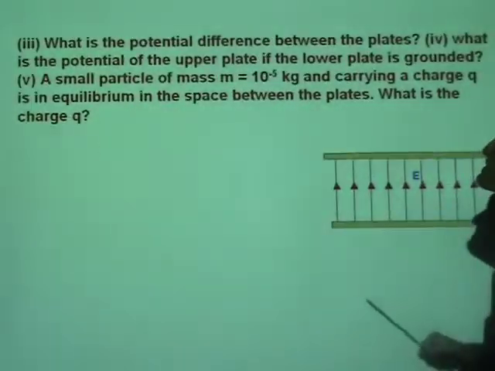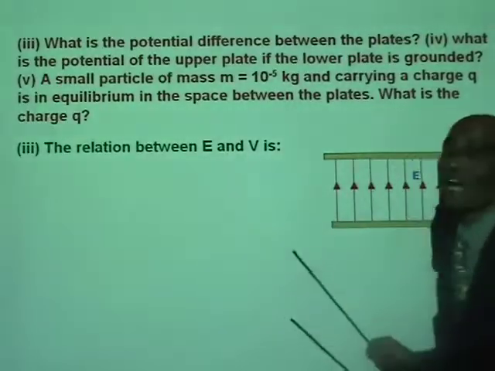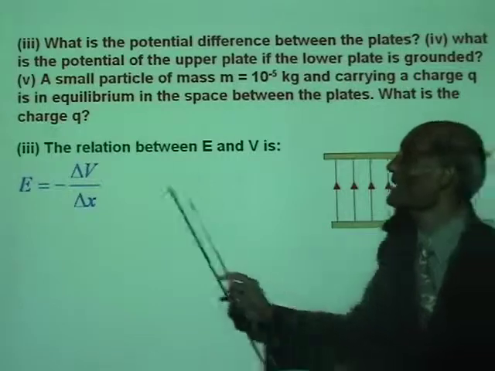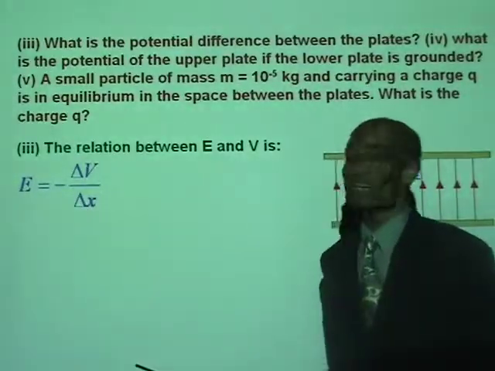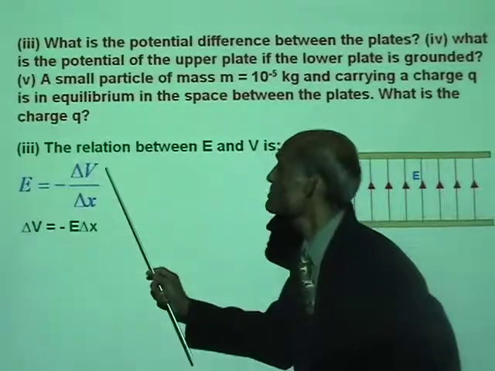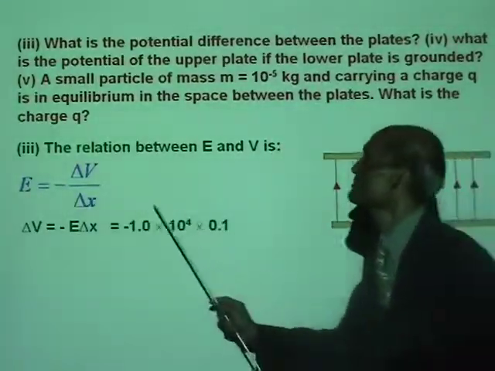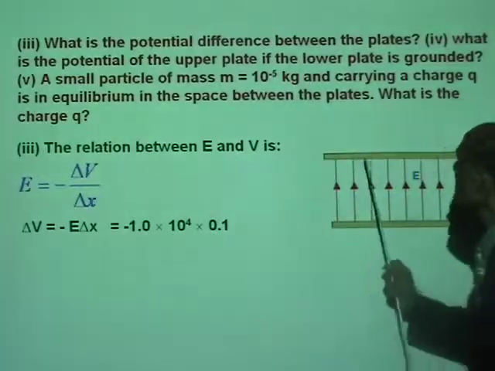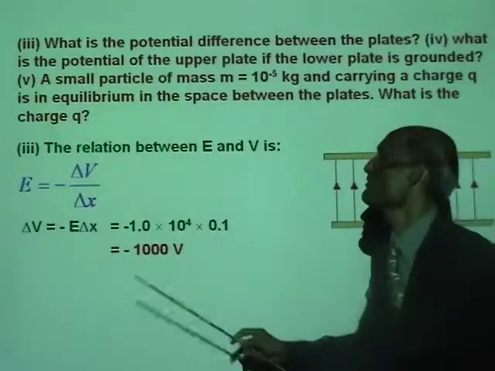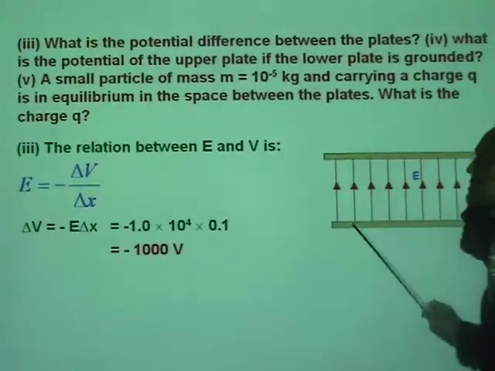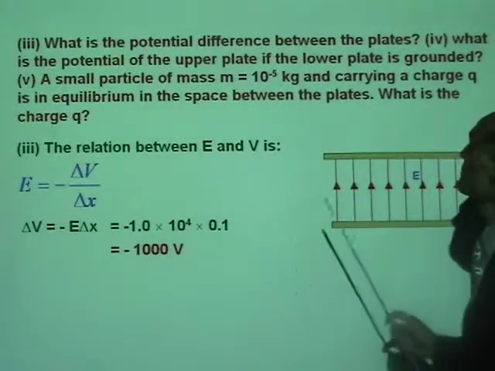Okay, third, what is the potential difference between the plates? If you know the equation we use for that, the relation between E and V, do you remember? E equals negative delta V over delta X. Therefore, delta V is negative E delta X. We know E, we know delta X. Delta X is the separation between the plates. Therefore, the potential difference between the plates is negative 1000 volts.